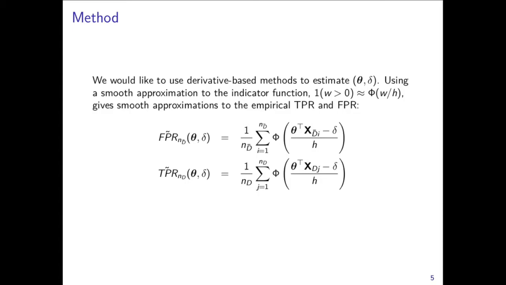So we found smooth approximations to the indicator function that have been used a lot in things like AUC maximization. These give us smooth approximations to the empirical true and false positive rate, where we've simply replaced the indicator functions on the previous slide with this smooth approximation based upon the standard normal CDF and some bandwidth parameter H, which I won't get into, but can be determined relatively easily. And in our simulations, the way that we've chosen it performs pretty well.